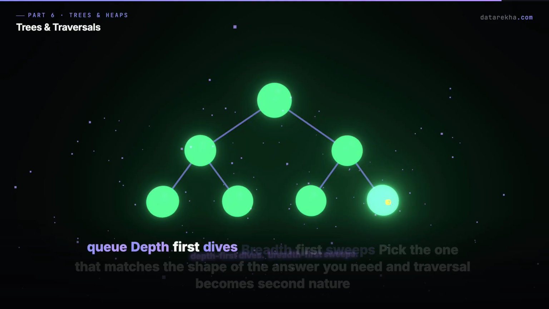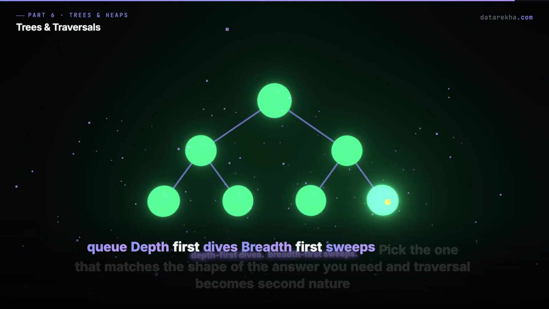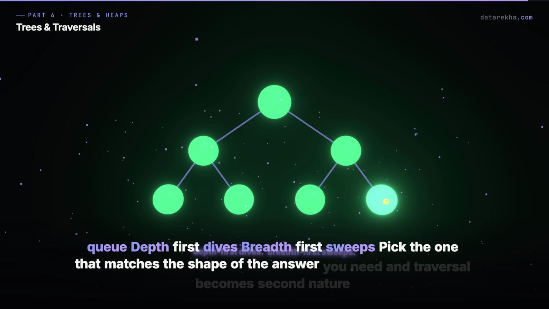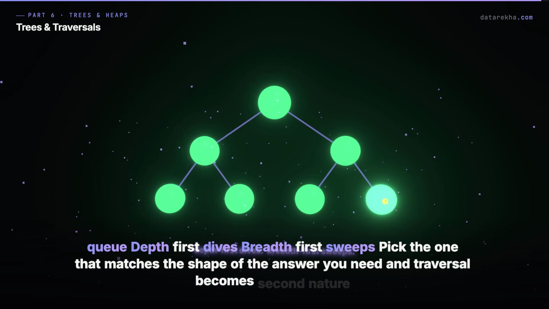Depth first dives. Breadth first sweeps. Pick the one that matches the shape of the answer you need. And traversal becomes second nature.